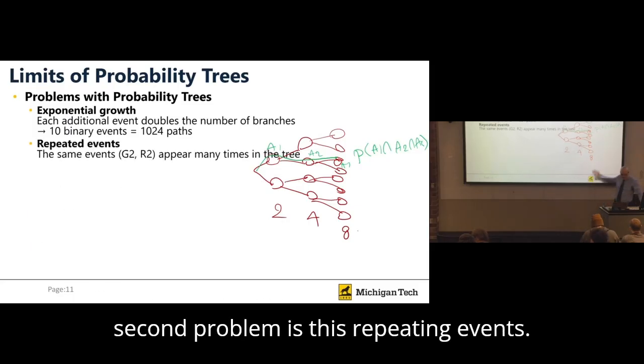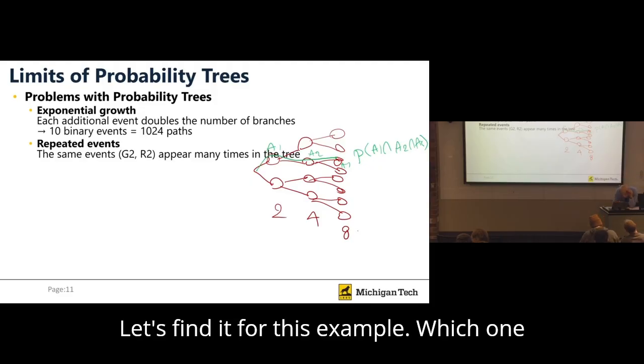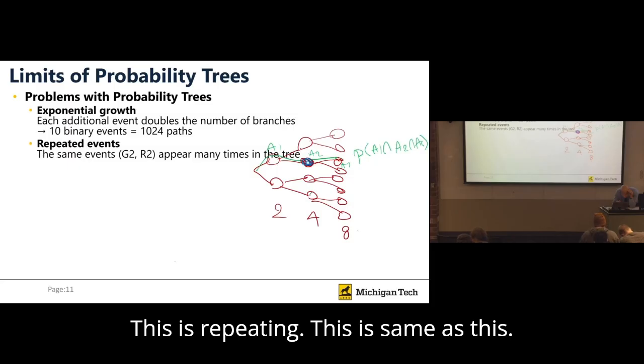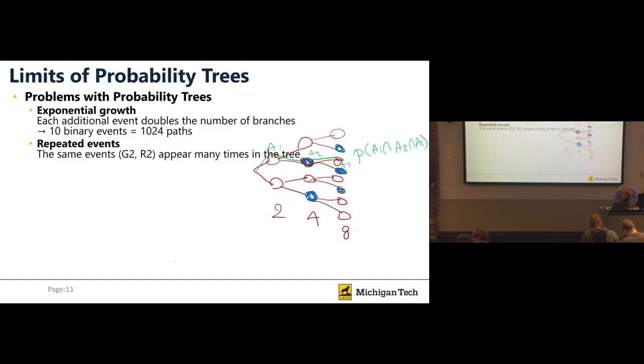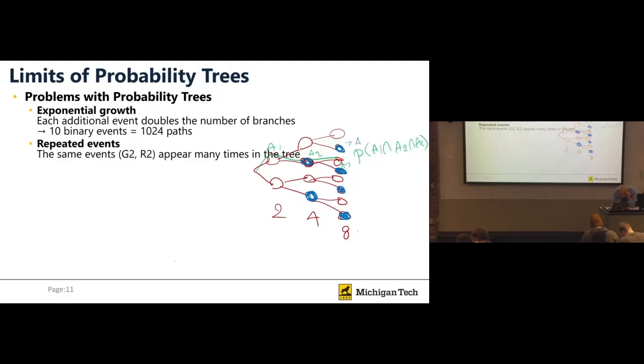The second problem is these repeating events. Which one is repeating? Let's find it for this example. Which one is repeating? This is repeating with the color. This is same as this. This is same as this. And this. Same. The same event. For example, this was not A3, A3, this is not A3. A3 repeated 4 times.